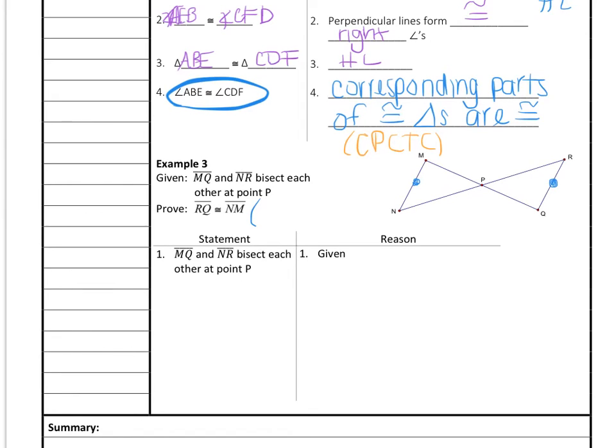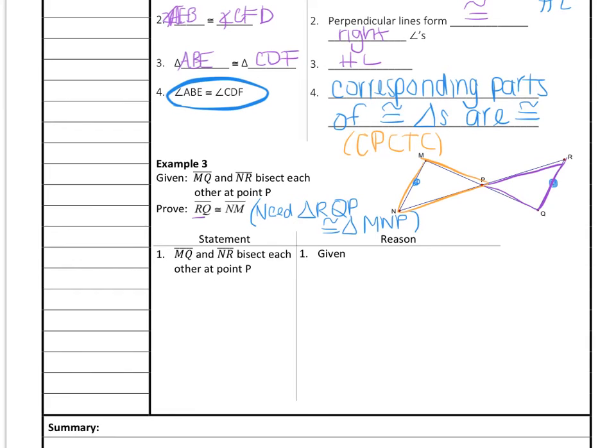Then let's find out what two triangles we need congruent. Clearly there's only two triangles here, so we're just going to say we need triangle RQ, and then close it up to make a P, congruent to triangle MN, close it up with the P. So I took the two letters that they gave me in the proof and made it into a triangle with a third letter, RQP and MNP.